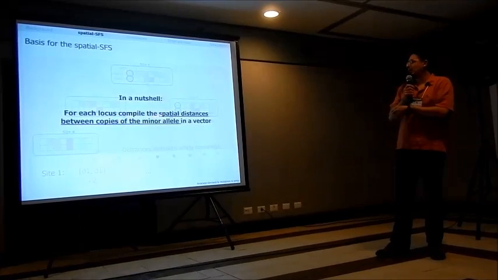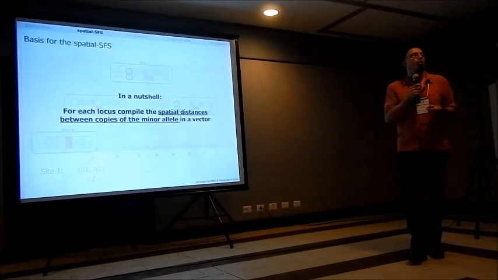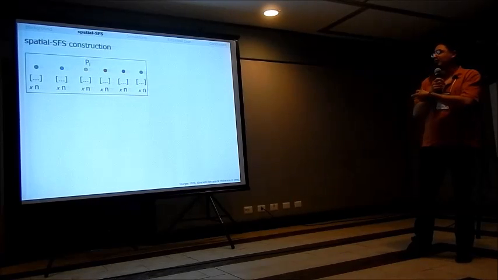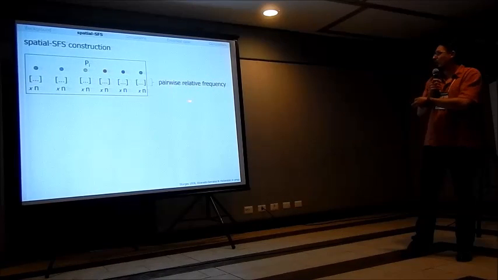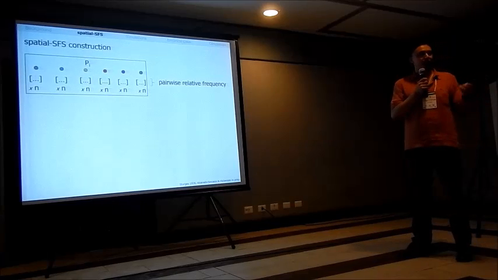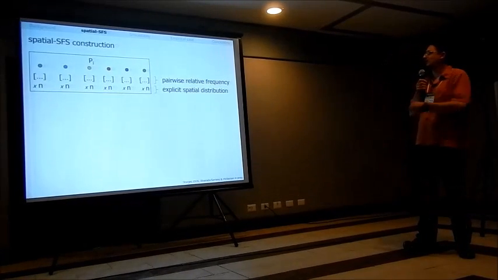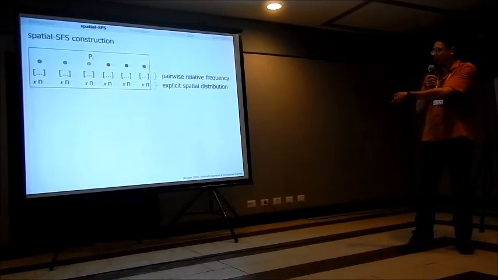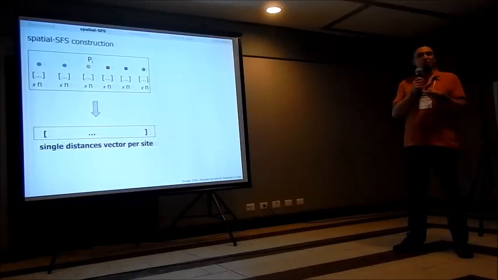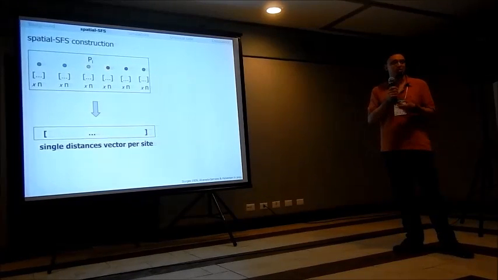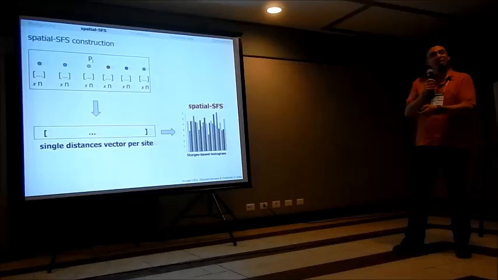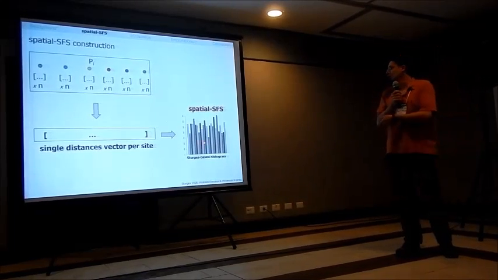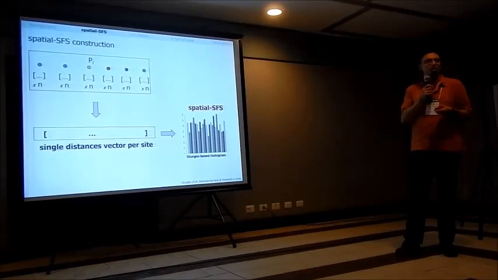I do that for all the positions, for all sites, and what I end up with, basically in a nutshell, is that for each locus I will compile the spatial distances between copies of the minor allele. What that will give me is this vector, which has 2 kinds of information. First, it accounts for pairwise relative frequency, which some of the previous methods try to do, but in addition to that, it accounts for the spatially explicit distribution of those alleles. So I will compile all that information into a single distance vector per sampling locality, and I will bin those distances into a histogram using Sturges' equation. Basically, that will give me what we're calling the spatial-SFS.